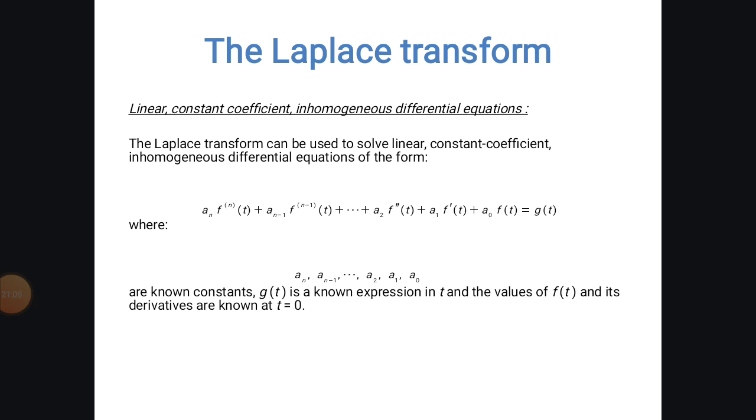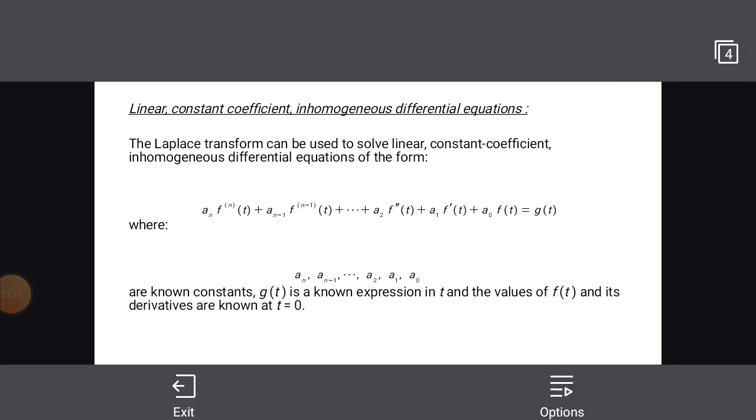Okay, next, if it is a linear constant coefficient inhomogeneous differential equation, then to solve such equations we can use Laplace transforms. The form of the differential equation is given, where a naught, a1, a2, up to an are constants. Then g of t is a known expression in t, and the values of f of t and its derivatives are known at t equal to 0.